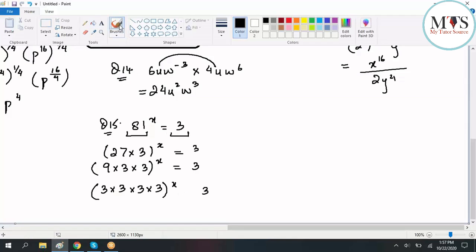We've just converted 81 into its base, and the base is the same as the number that we already had. So (3 to the power of 4) whole power x equals 3. And now, since we first multiply the powers, it's 3 to the power of 4x equals 3. And since we have similar bases, we cancel out the bases and it becomes 4x equals 1. Why 1? Because 3 has a power of 1. Okay?